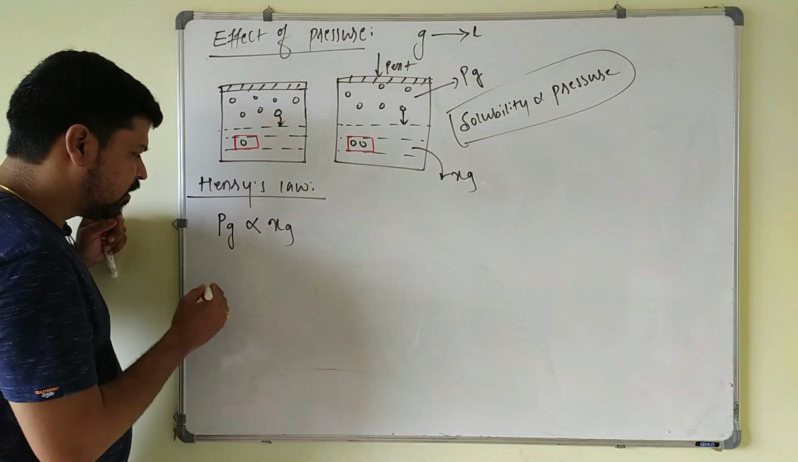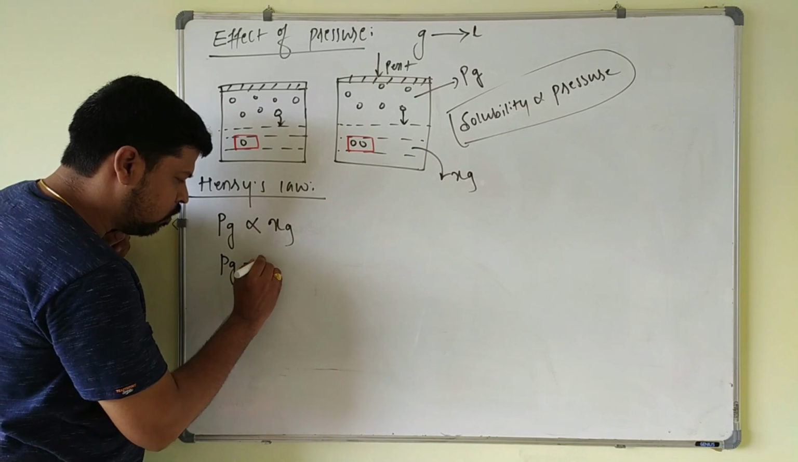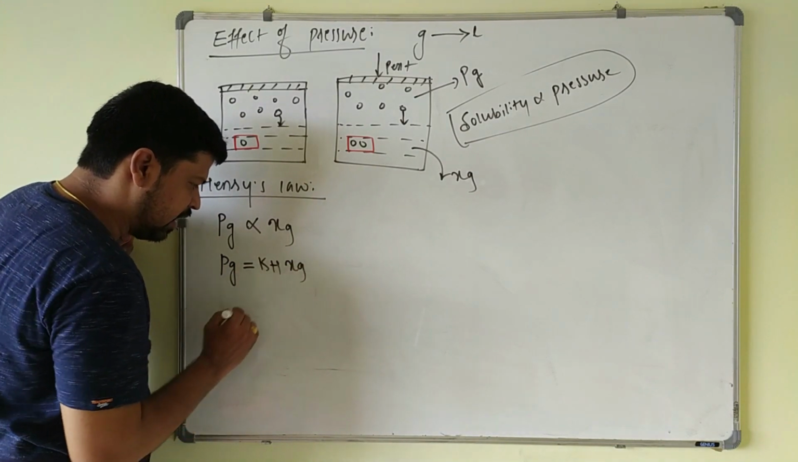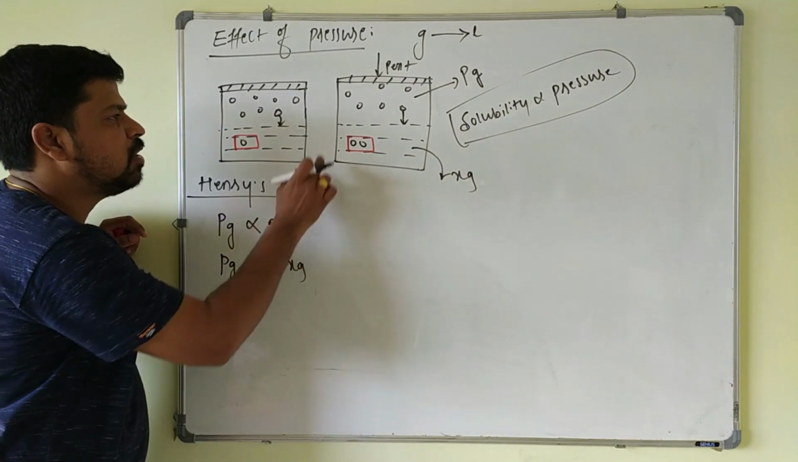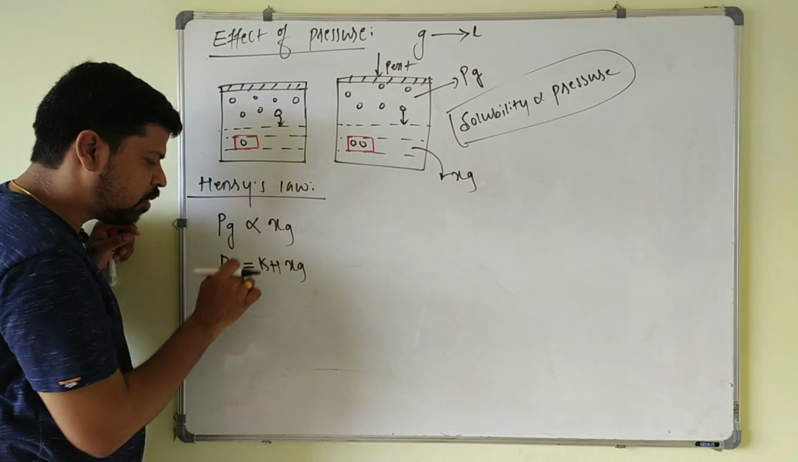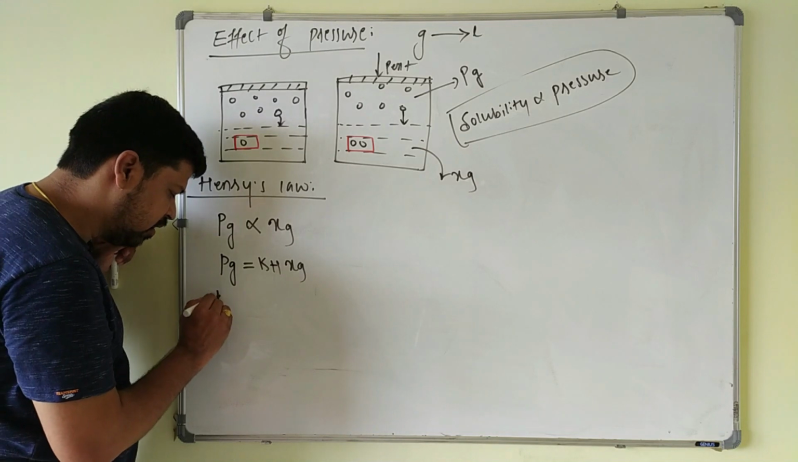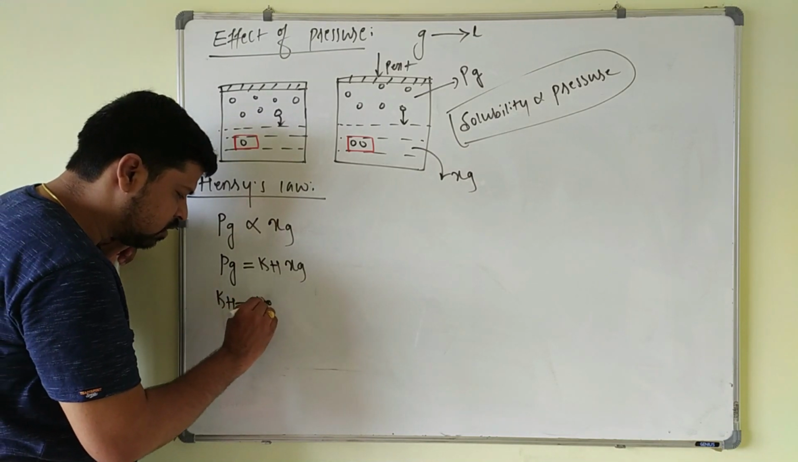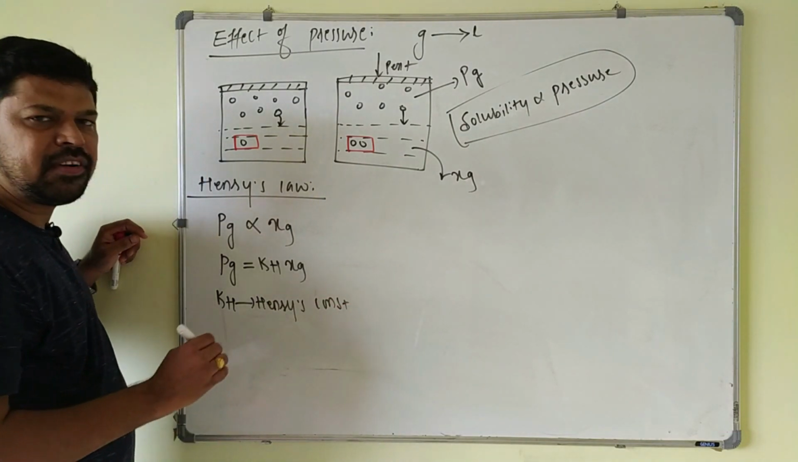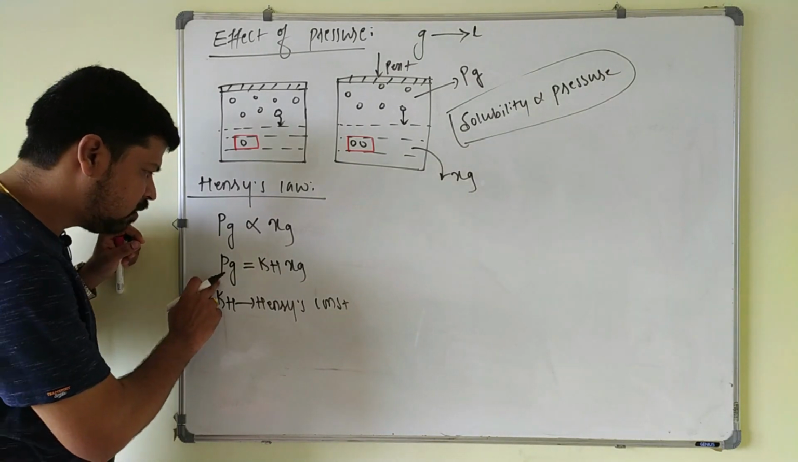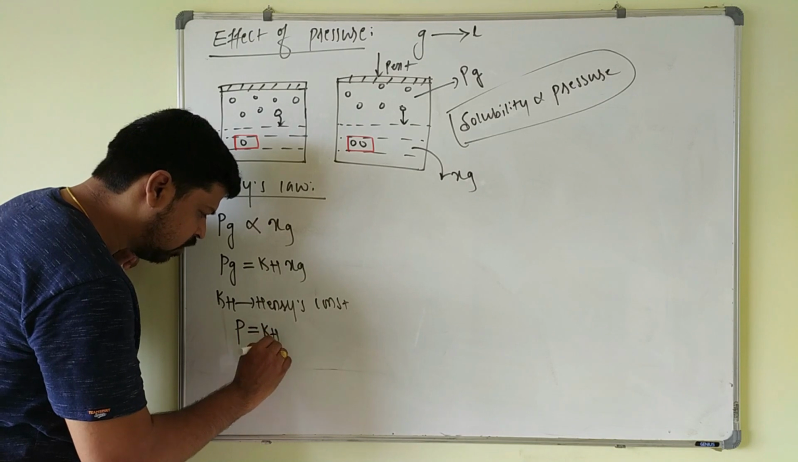Now if I remove this proportionality sign, this is equal to KH into X gas. The partial pressure of the gas is directly proportional to the mole fraction of the gas in the liquid. If I remove this proportionality sign, I will get a constant, that is KH. This is called Henry's constant here. KH is Henry's constant, and this is a constant for different gases. Now in simple form we will write: partial pressure of the gas is equal to Henry's constant into X.